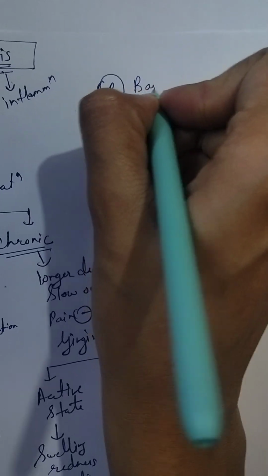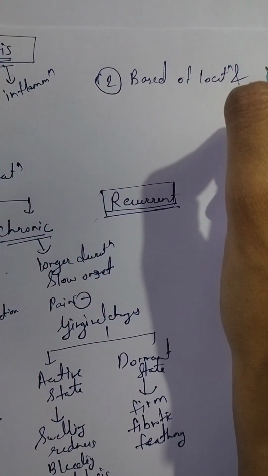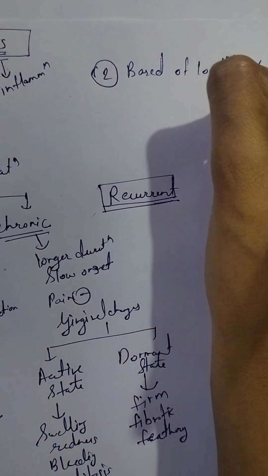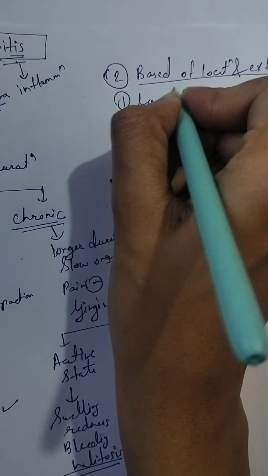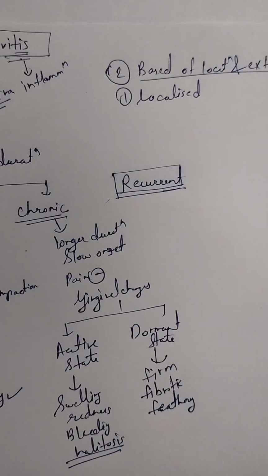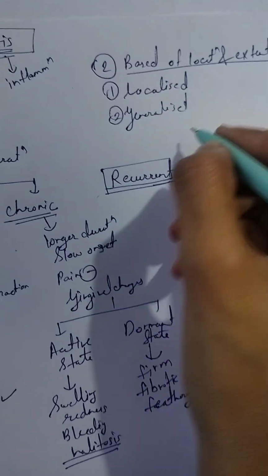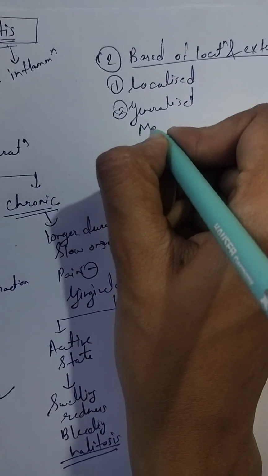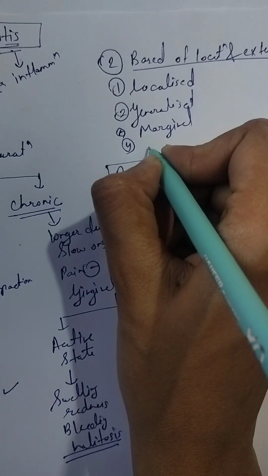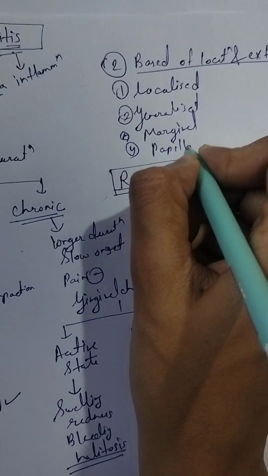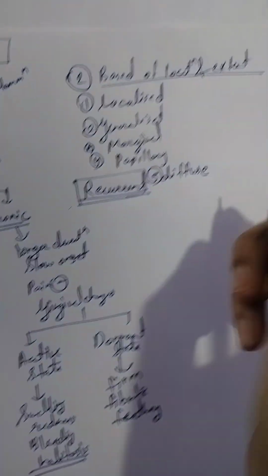Second, on the basis of location and extent, there is another classification of gingivitis. First is localized, second is generalized, then marginal, fourth one is papillary, and fifth one is diffuse. So listen to it very carefully.